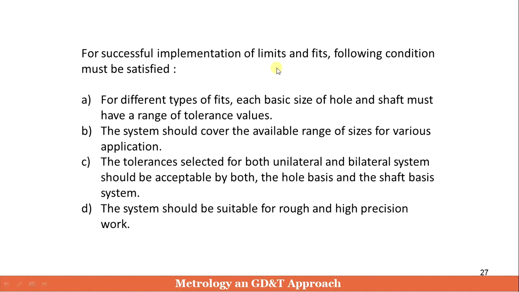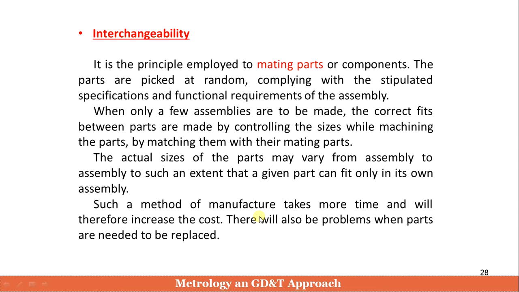So for successful implementation of limits and fits, the following conditions must always be satisfied. Please remember. For different types of fits, each basic size of hole and shaft must have a range of tolerance values. Second, the system should cover the available ranges of sizes for various applications, and the tolerances selected for both unilateral and bilateral should be acceptable by both the hole basis and the shaft basis system. Then the system should be suitable for rough and high precision work. So if these conditions are satisfied, then we can go for it.